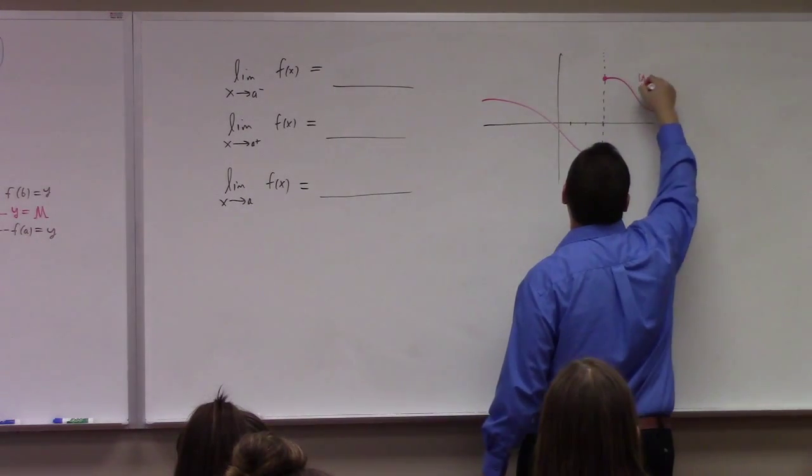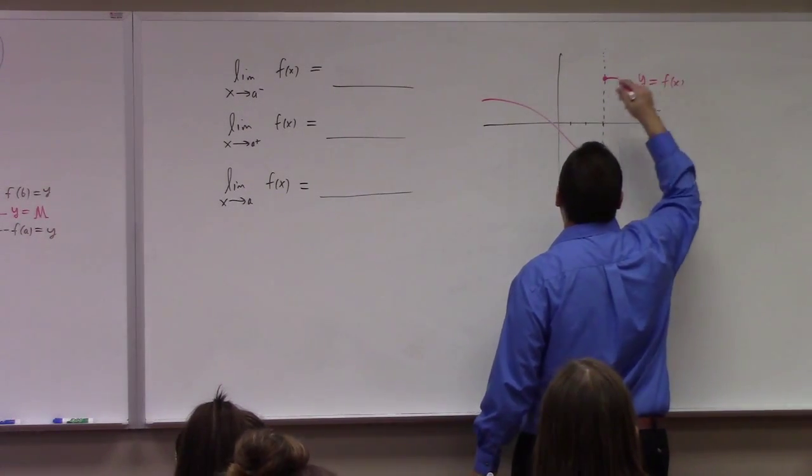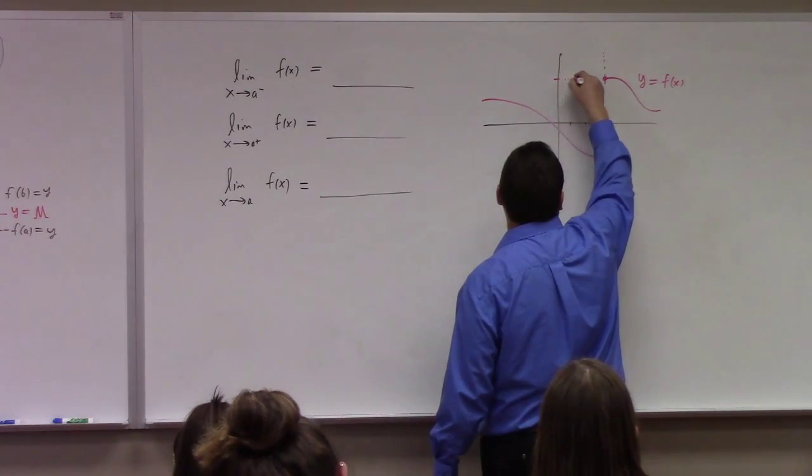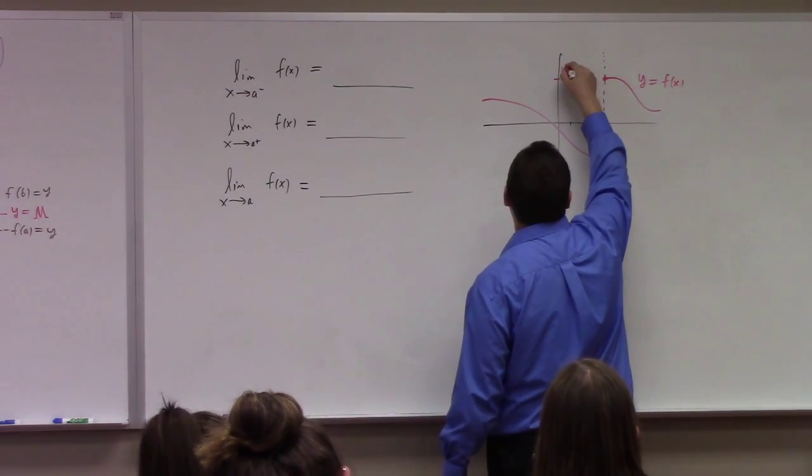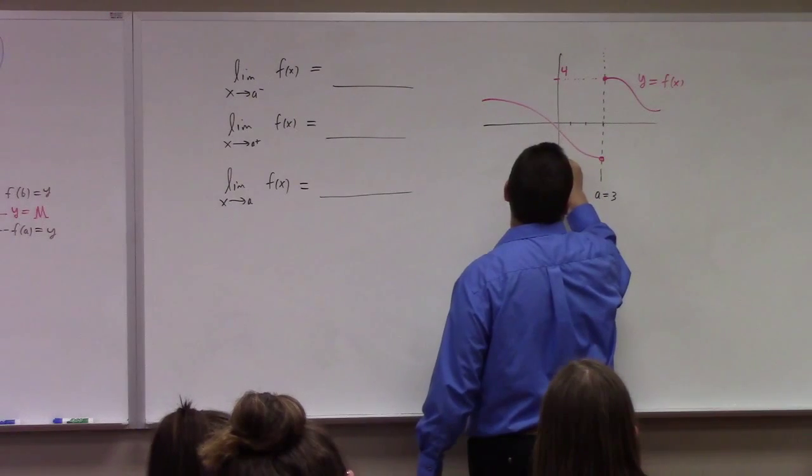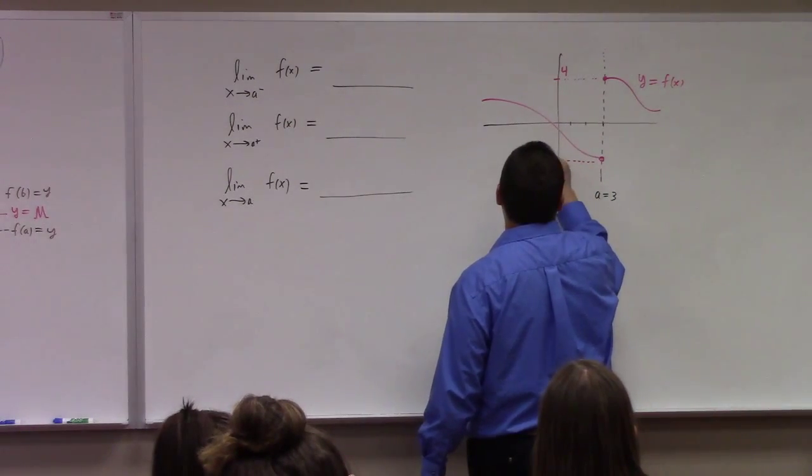All right, so here's your y equals f of x. And this is supposed to be at, let's say, 4. And let me suppose this one's at like minus 3. All right?